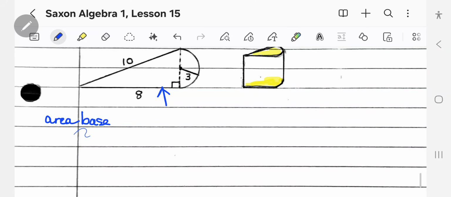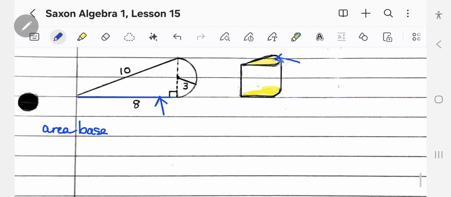So the area of the base is going to be, first we've got the base of the triangle. We're using the base twice. So we've got a base of the geometric solid, and we've got a base of the triangle. And it is going to be 8 times the height. Well, what's the height? Is it 10? No, because it's not perpendicular to the base. The height has to be perpendicular to the base. And here's a perpendicular line to the base.